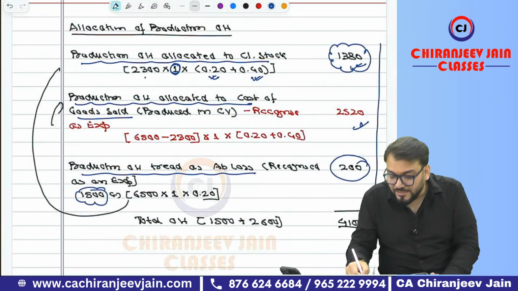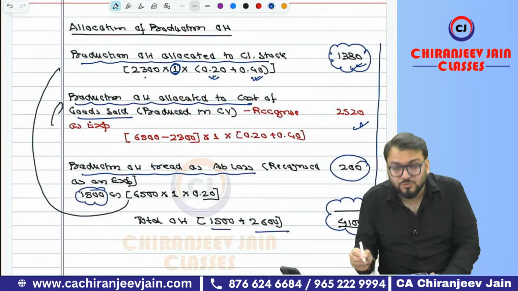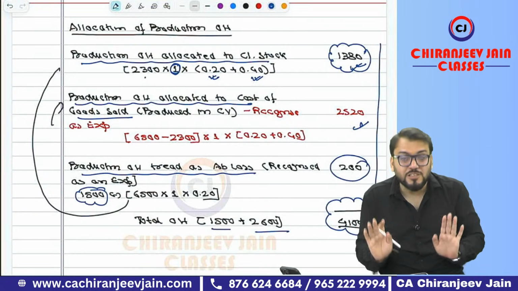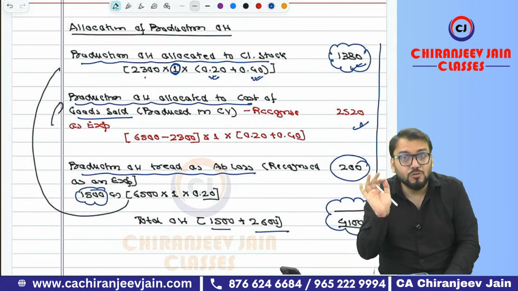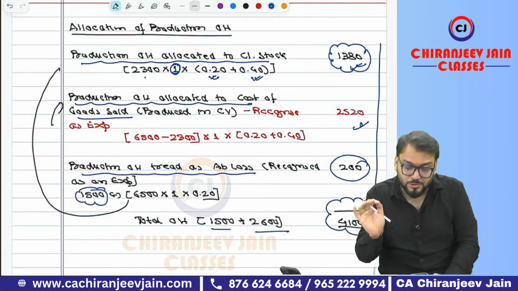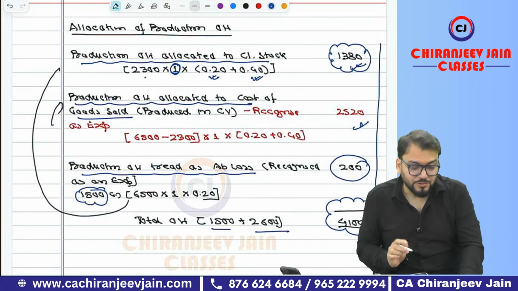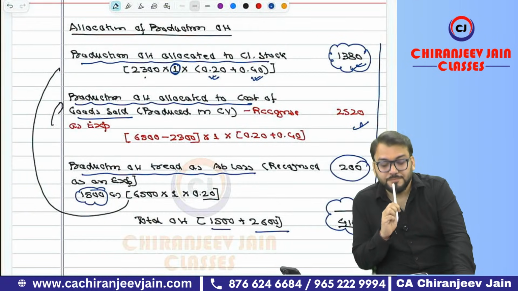This is the total allocation that has been done, and the total overhead including fixed and variable overhead will be 1500 plus 2600. Got this point? This is an expected exam question, because they have recently given it in the MTP, so it is quite possible this question can be asked in the exam. So 21 we have understood. Any doubt in 21?